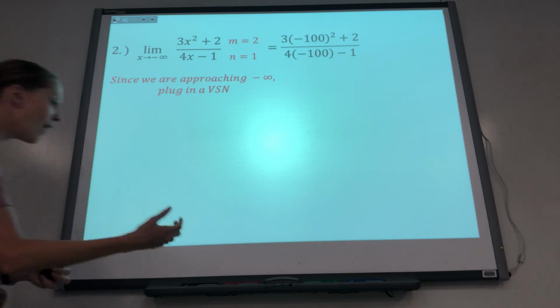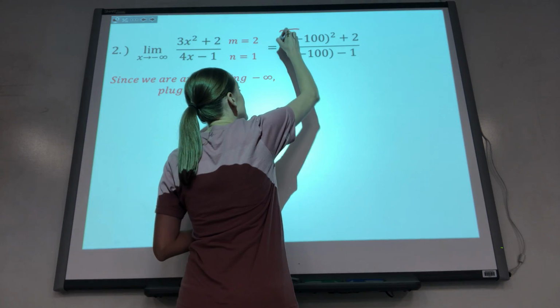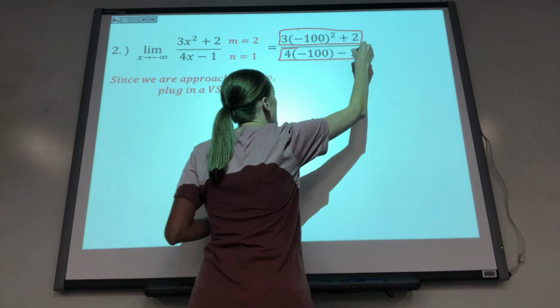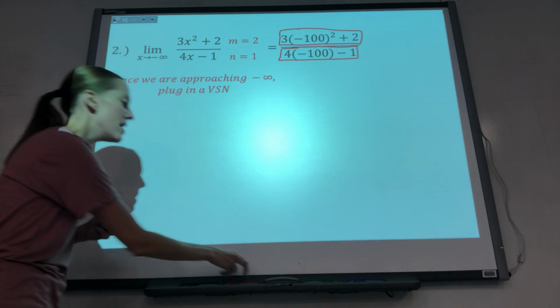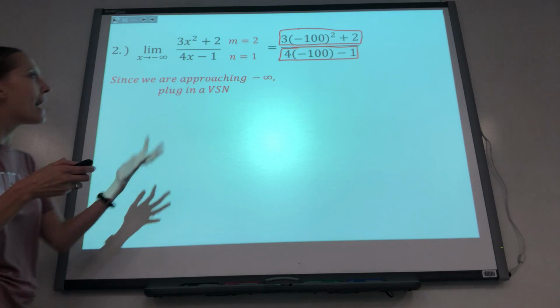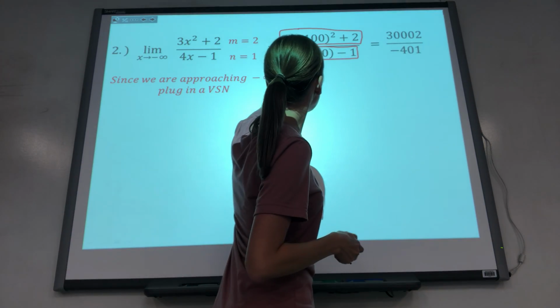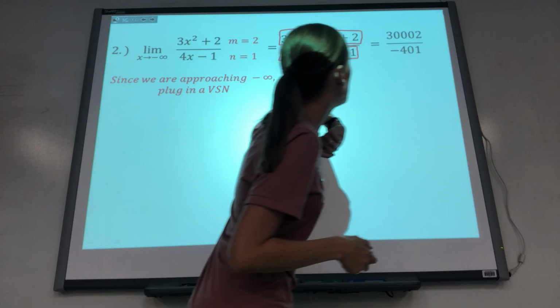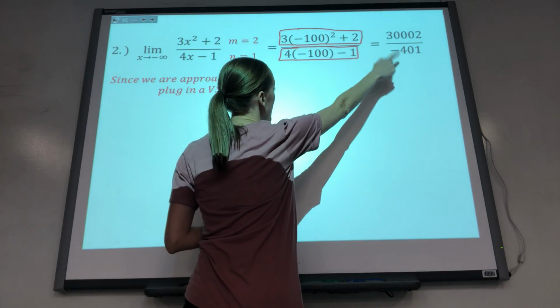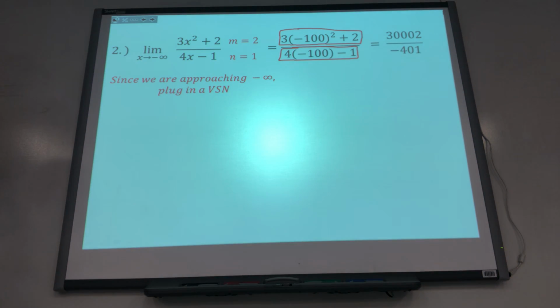Now, we can keep going with this. If you want to just type in the part on top and then the part on bottom, you'll see here in a minute why these numbers actually don't matter too much. But if you were to type in the top, you get like 30,002. And on bottom, you should get like negative 401. Now, don't keep going with that to actually divide it out or go any further.